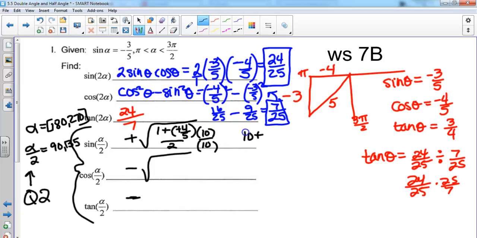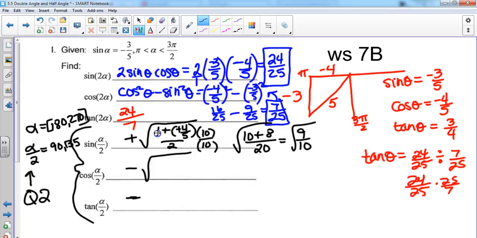I have 10 plus 8 divided by 20. It's all under the radical. 18/20 reduces to, okay. I don't think I've ever done it by multiplying by the common denominator before.